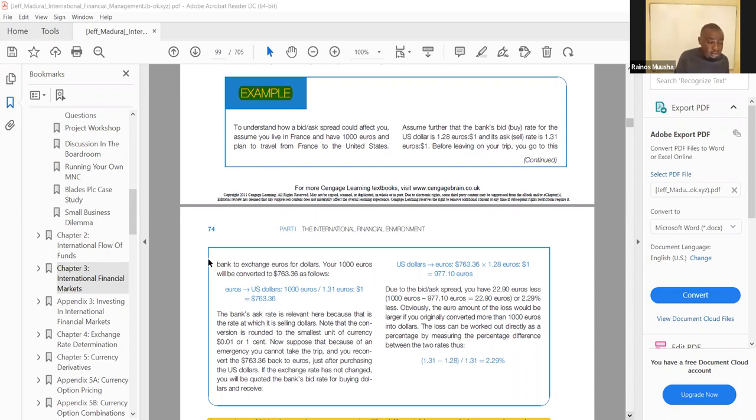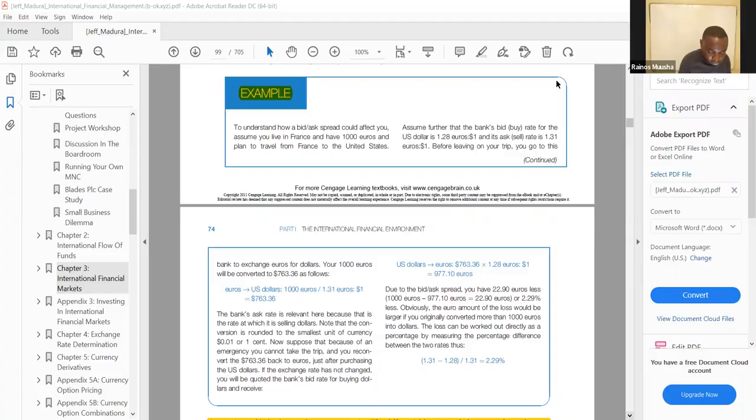Remember, we said the bid price is the price at which the bank buys foreign currency from you, and the ask price is the price at which the bank sells foreign currency to you, isn't it? So here they're telling us that you are in France and you are sitting with 1,000 euros, and then they give us the bid and ask prices there.